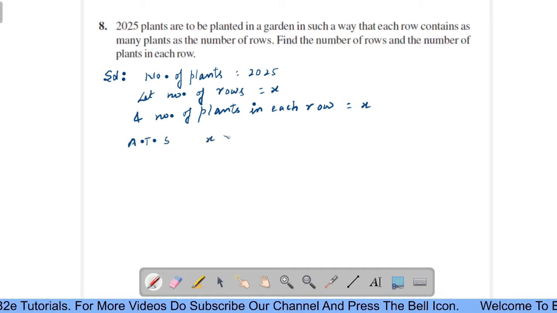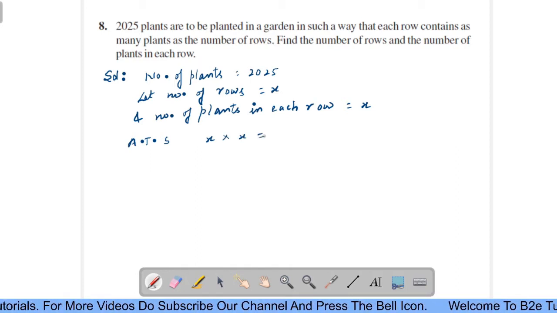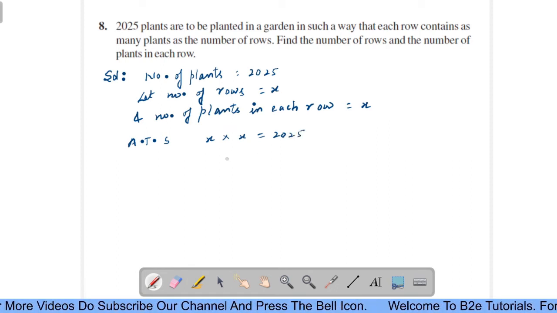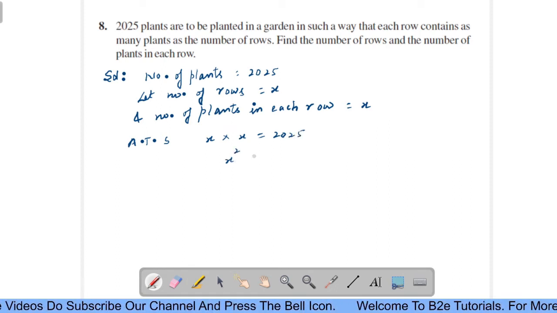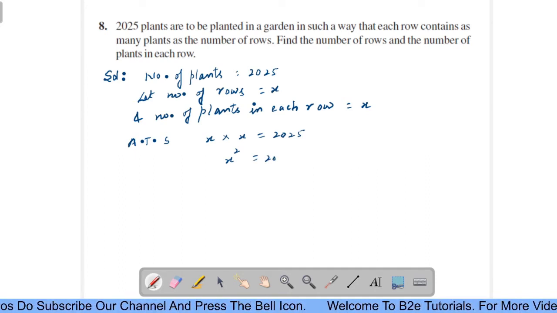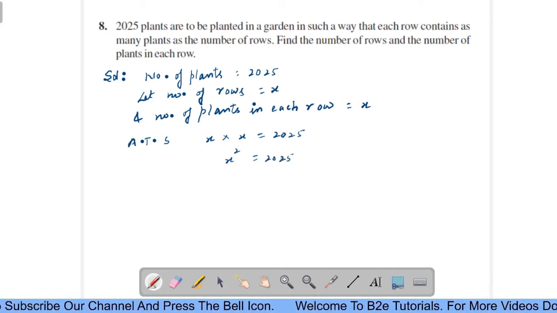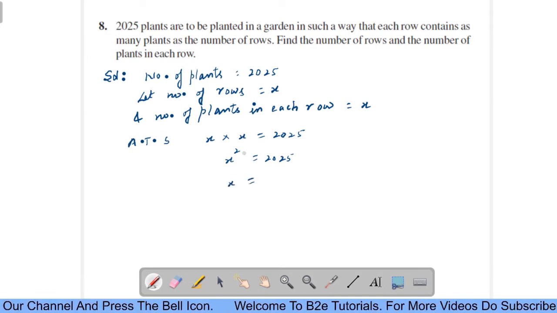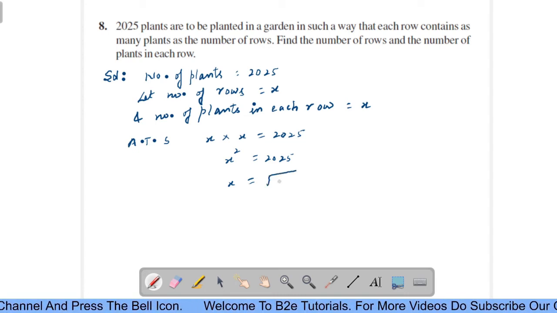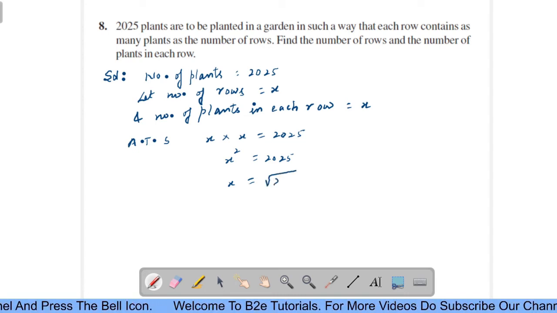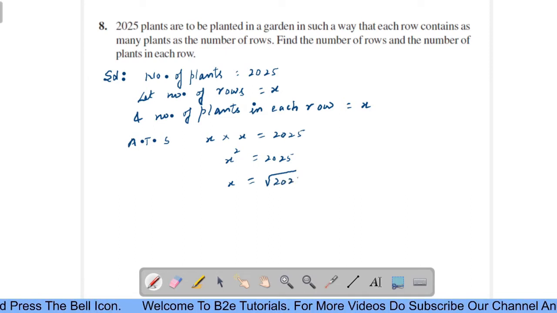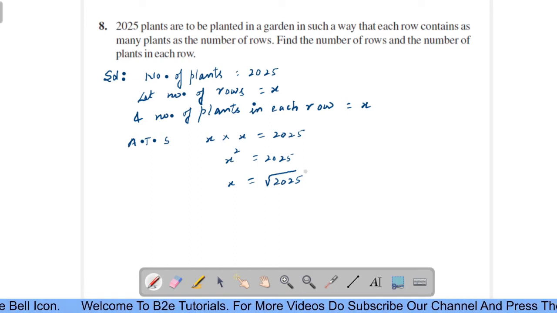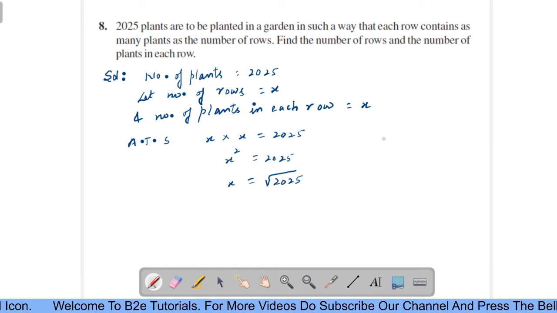x into x is 2025, or x square equal to 2025. Now here we have to find out x. So if you remove this square, you have to take the square root of the right hand side, that is square root of 2025. So let us find out the prime factors of 2025.